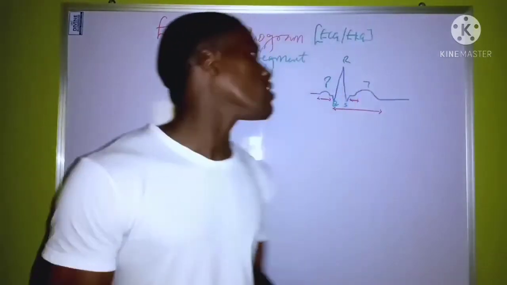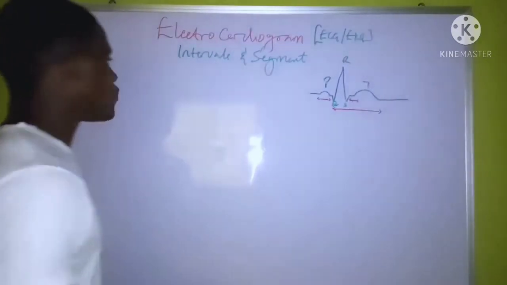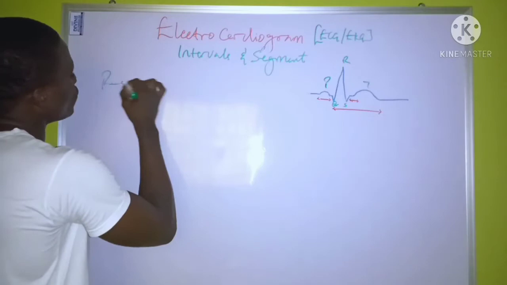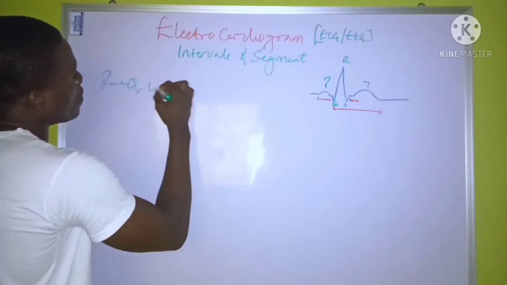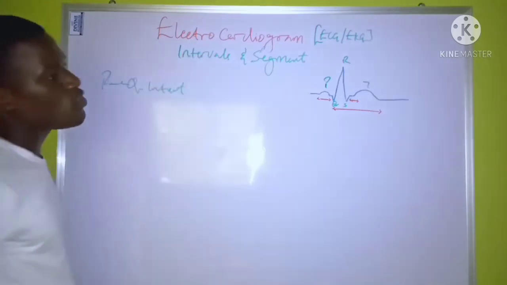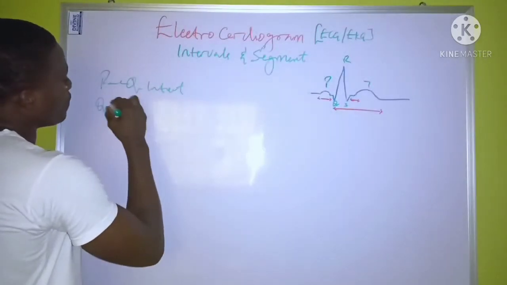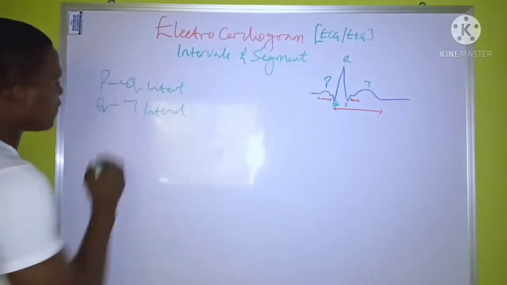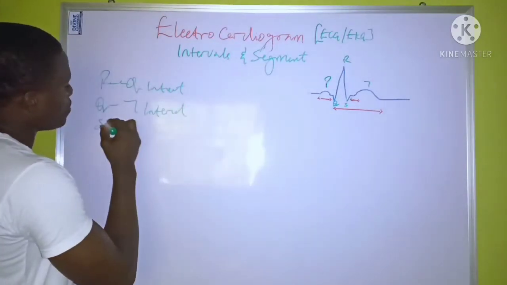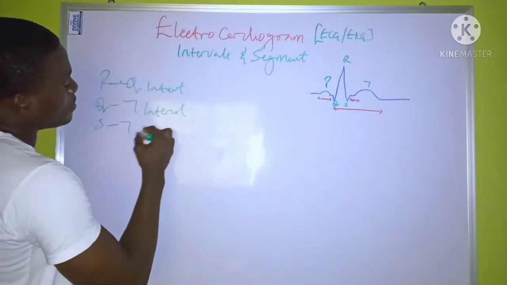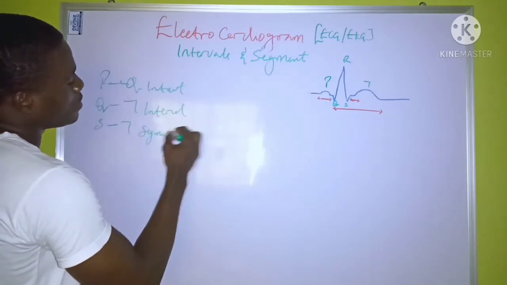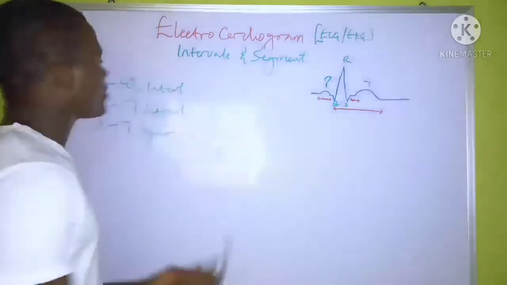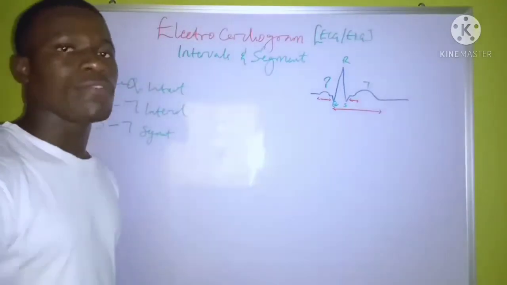The ECG has 2 intervals and 1 segment. The first interval is the PQ interval. The second one is the QT interval. And lastly, we have the ST segment. Now these 3 intervals or segment, that's these 3 over here, they have different things which they represent.